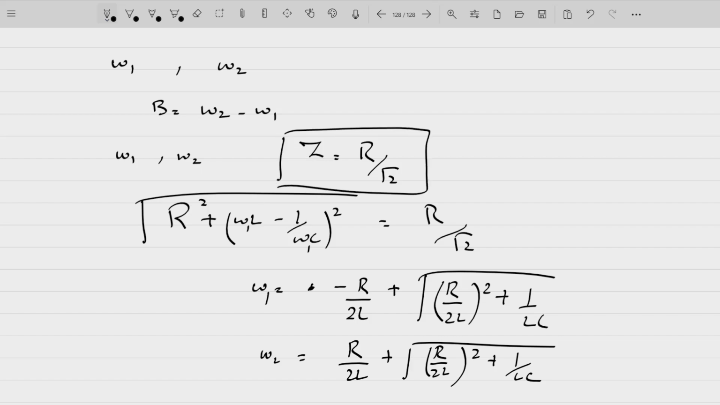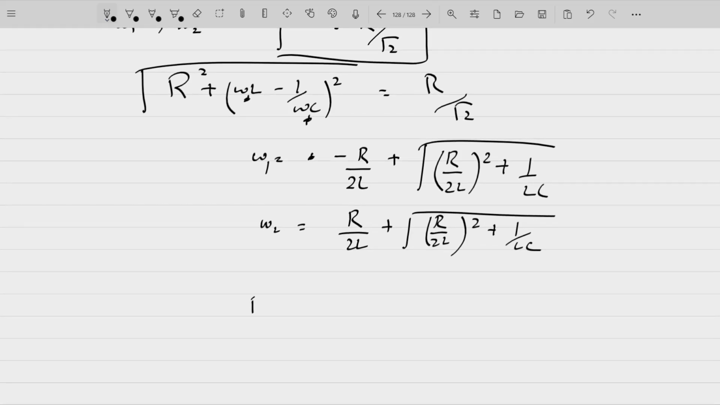Z equal to R divided by root 2. Magnitude of Z is equal to R divided by root 2. This is a quadratic term in terms of omega. So from here you will get two roots. One will be omega 1, another one will be omega 2. So you can calculate these two values of omega 1 and omega 2.